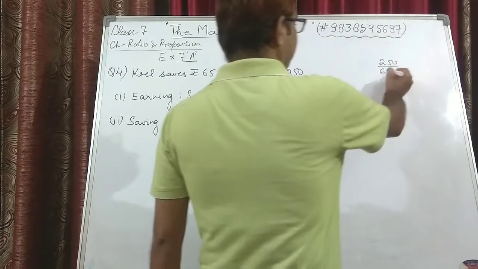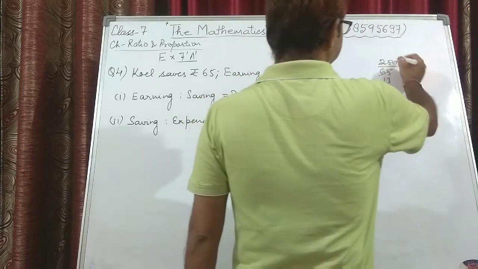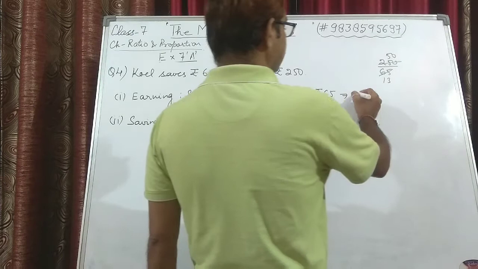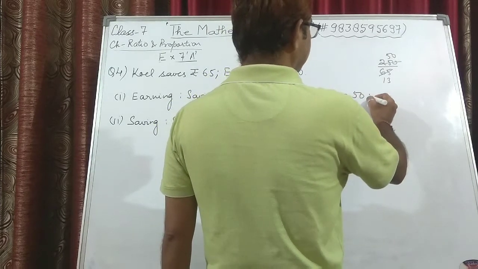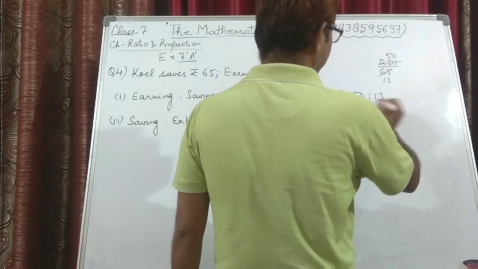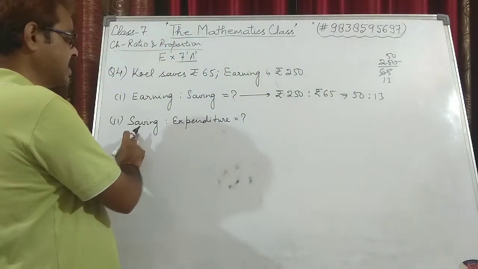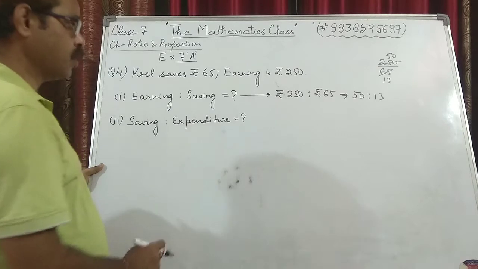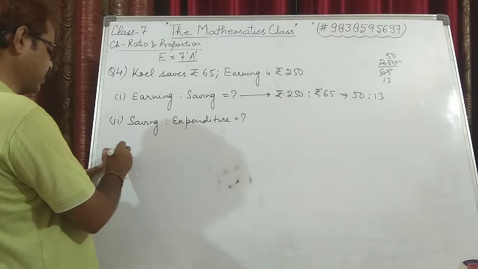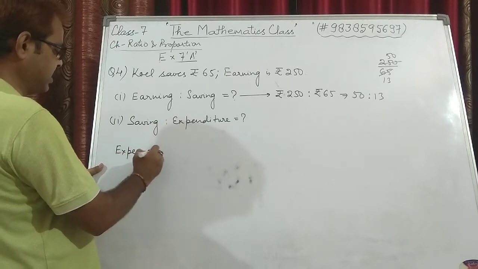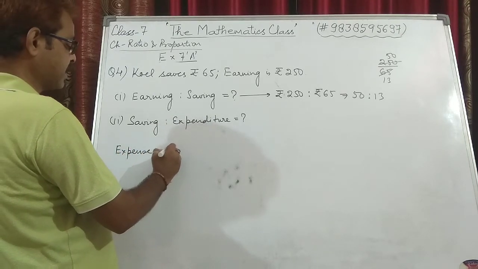When you solve, 13 fives are and 5 fives are. So finally the rupees will cancel. So simply the ratio is 50 is to 13. That's it. Now this cannot be cancelled. This is one value. Then saving and expenditure. So how will you find out expenditure or expense? Expense will be earning minus saving.